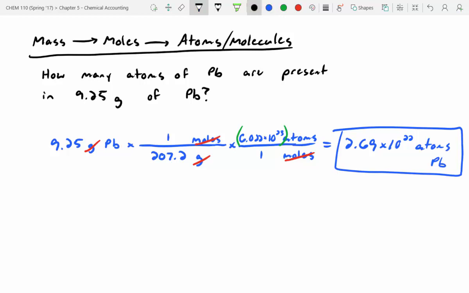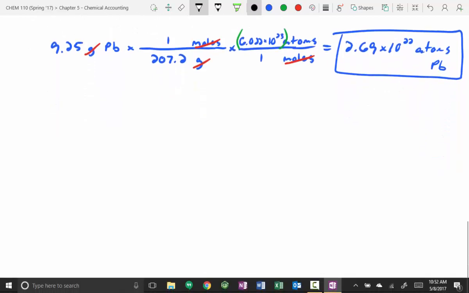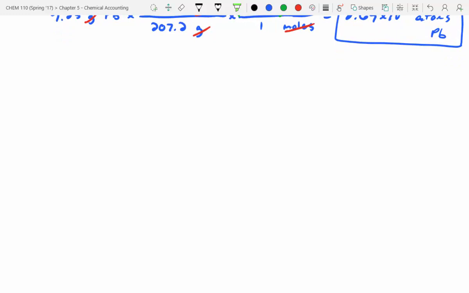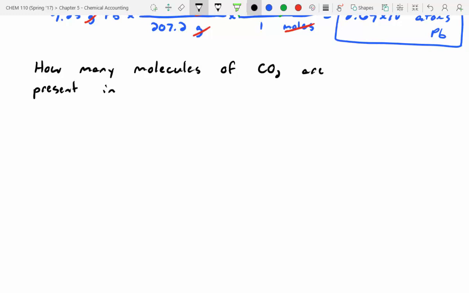All right, want another harder one? All right, we'll do a few more practice ones and then we'll jump straight into the worksheet. So let's do another one. So how many molecules of CO2 are present in 34.3 grams of CO2?